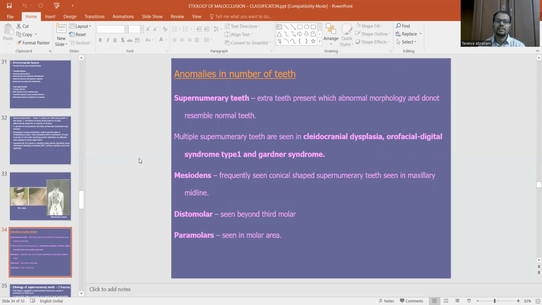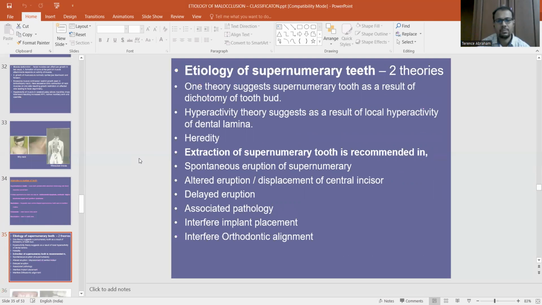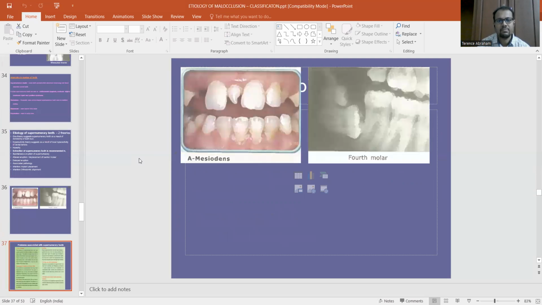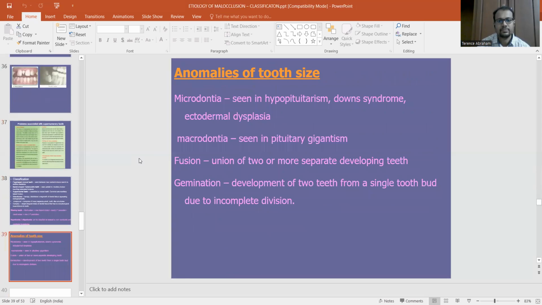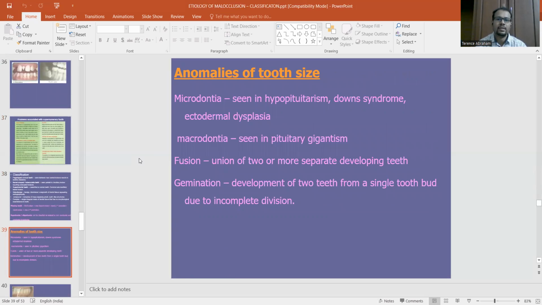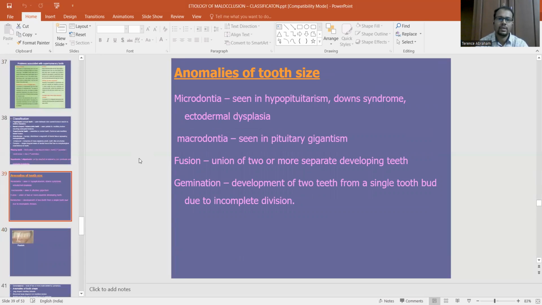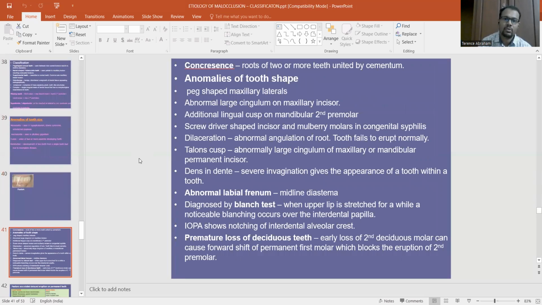These are the various abnormalities in the number of teeth, for example, supernumerary teeth, that is extra teeth which are present in the dental arch. Then abnormalities in tooth size: microdontia, macrodontia, fusion, gemination, that we have already discussed. You must have known all these terms in the third year when you had oral pathology classes. I am not going deep into all these anomalies.